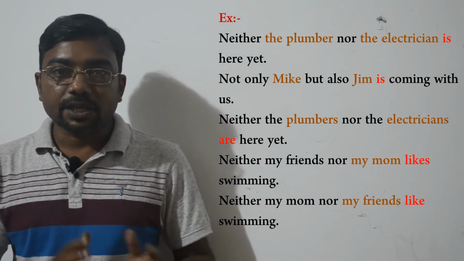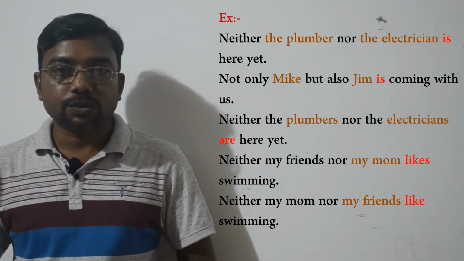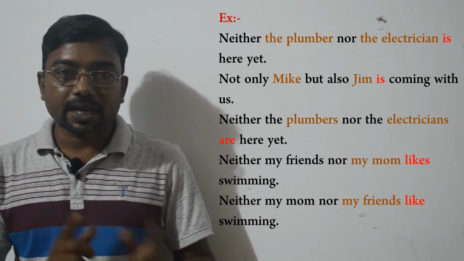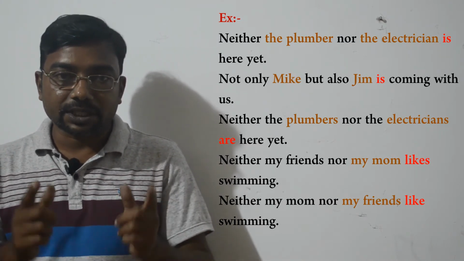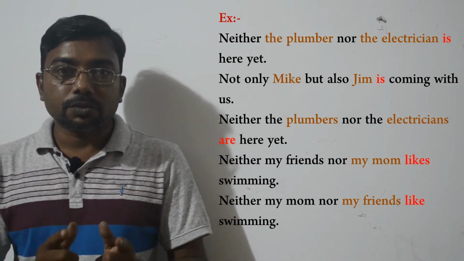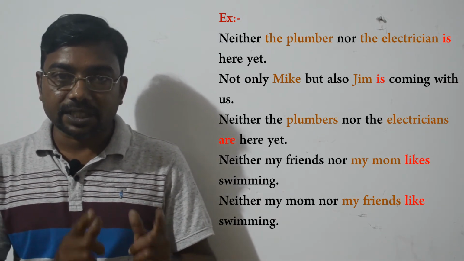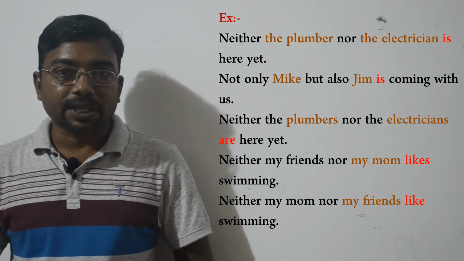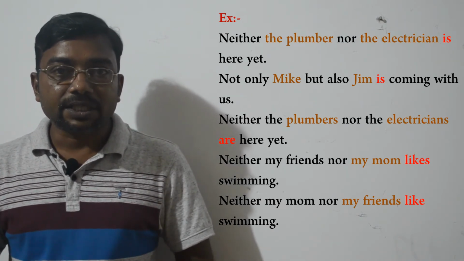Neither my friends nor my mom likes swimming. Okay, here we can see two subjects, one is a plural subject, another one is a singular subject. The correlative conjunction is used to connect the two subjects. My friends is a plural subject, and my mom is a singular subject, and the verb stands in singular form.